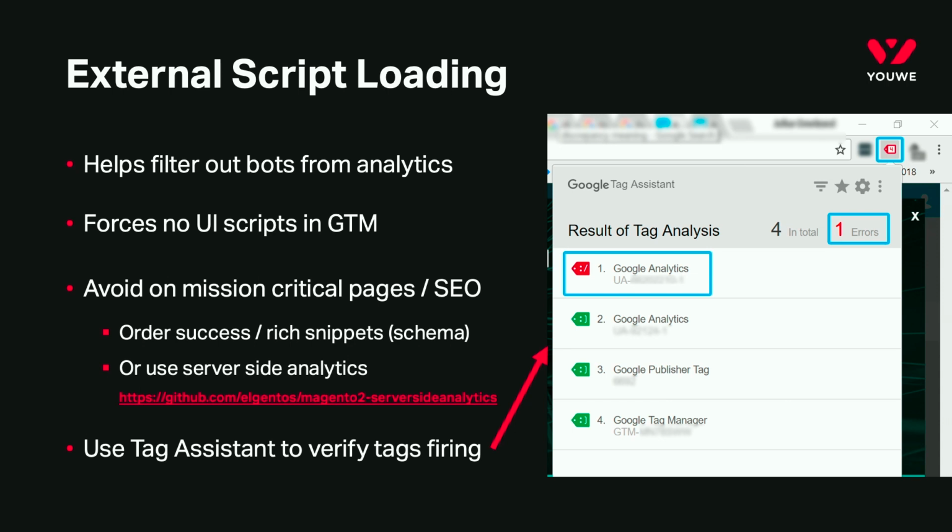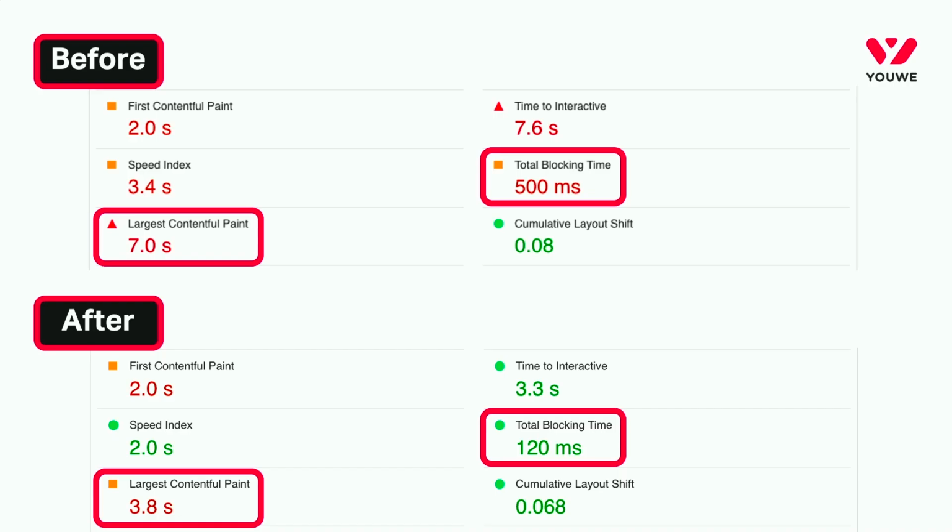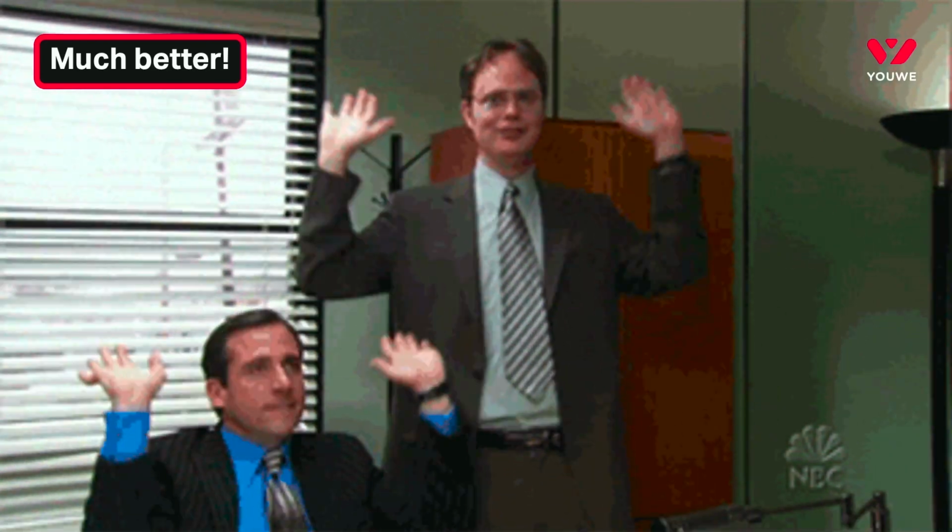Yeah, so that's external script loading. This is just a graphic to show the impact it had on some of the metrics for one of our merchants. So it has quite a pronounced effect on both blocking time and large contentful paint. It's definitely worth checking out. That's obviously much better.